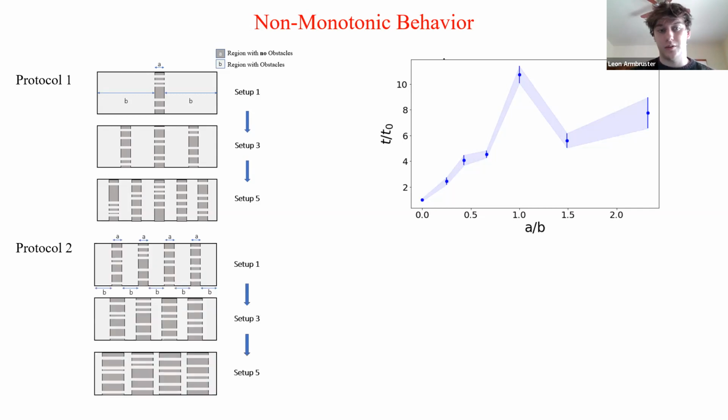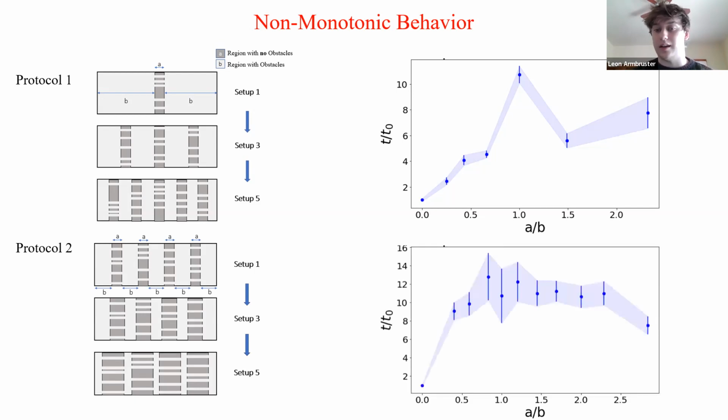And for protocol 2, where we keep the number of A constant but increase the width of A, we see the same behavior: an increase up until A over B equals 1, and then a slight decrease. It is important to mention that the last point for protocol 1, we're not quite happy with. We ran into some experimental setup issues.